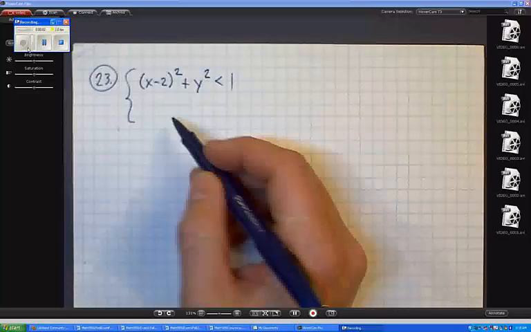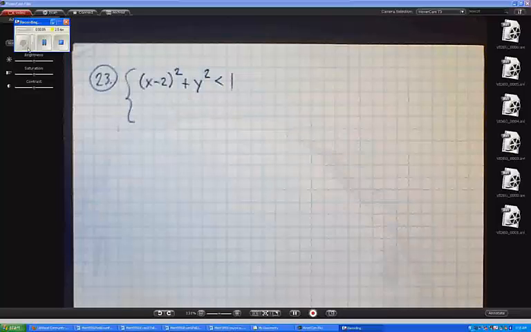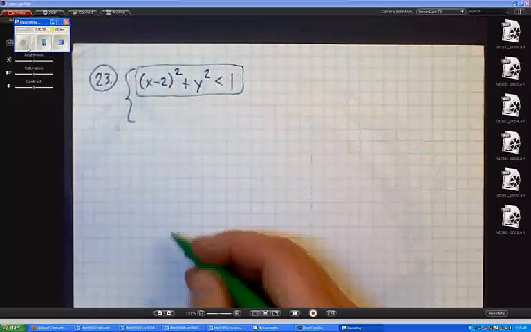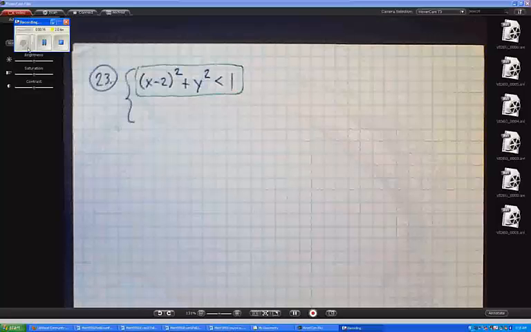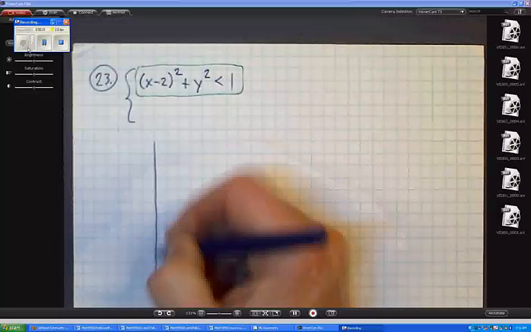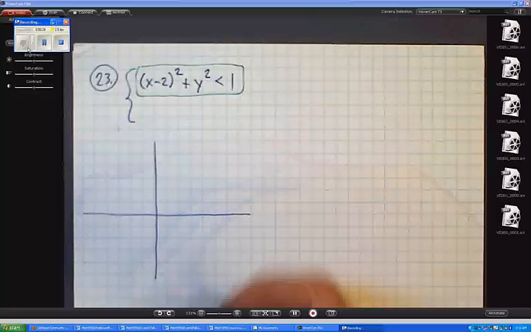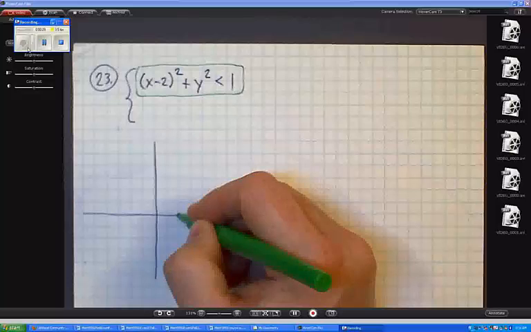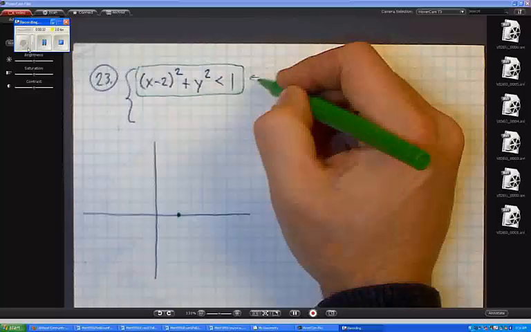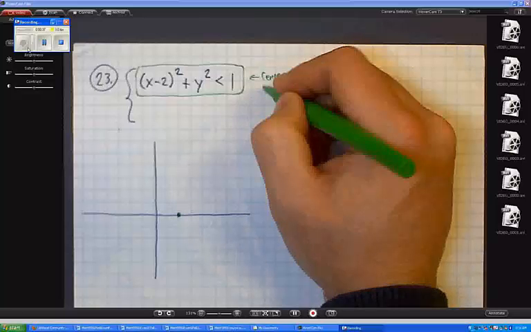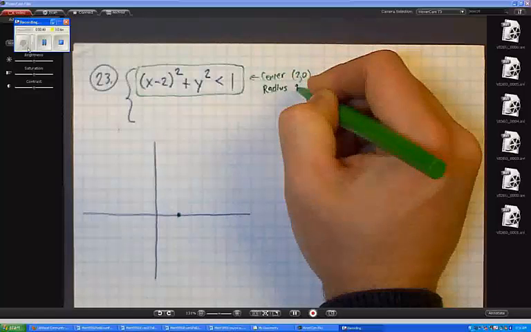I mean, if I'm going to go ahead and graph that, let's see. I'm going to graph this thing in green again. Kind of like that last time. So, all right, let's draw the coordinate plane. And I want the center of my circle is where? 2, 0 is my center, right? That has a center of 2, 0. And what's the radius? Radius is 1.